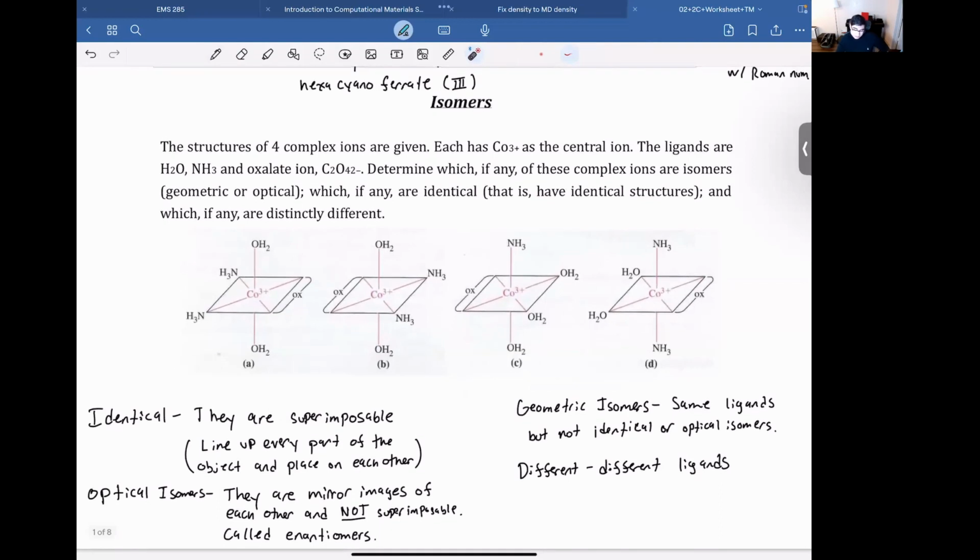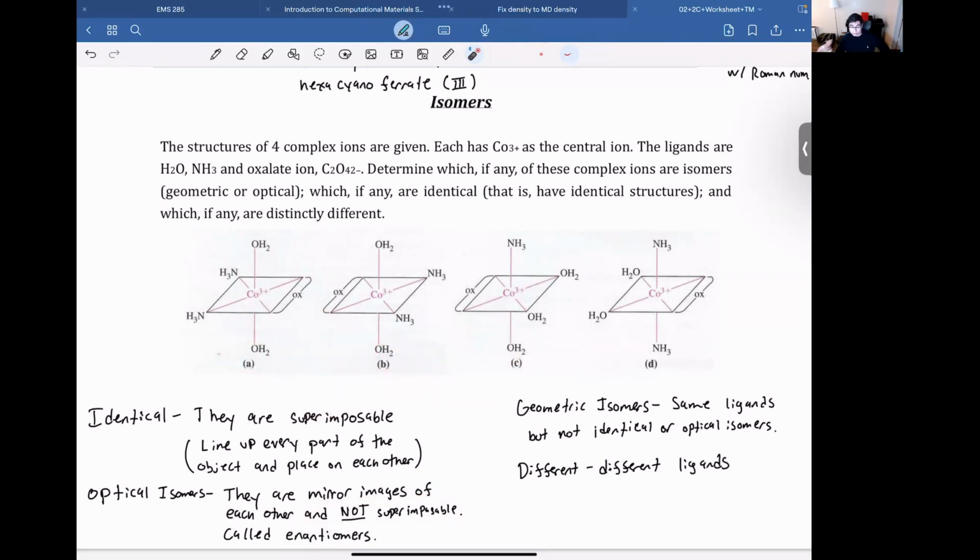So looking at this problem, if you look at A and B, you may think, oh, look at that, they are mirror images of each other, so they are optical isomers. If you do this, you would be wrong. Why would you be wrong? Because remember the second part is they have to be mirror images of each other and not superimposable. So for A and B, how do you check if two things are superimposable?